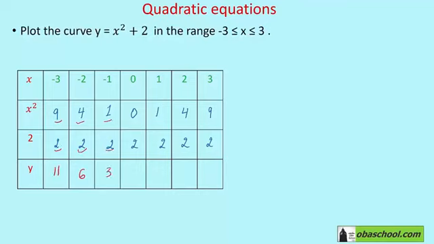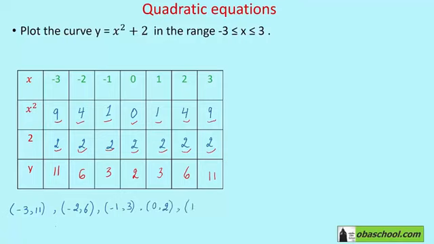4 plus 2 is 6, 1 plus 2 is 3, 0 plus 2 is 2, 1 plus 2 is 3, 4 plus 2 is 6, and 9 plus 2 is 11. Now, after that we already have the values of x and y, let's point out the points. Minus 3 and 11, minus 2 and 6, minus 1 and 3, 0 and 2, 1 and 3, 2 and 6, and of course 3 and 11.